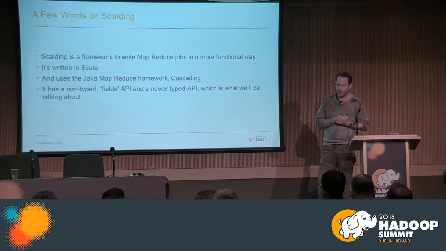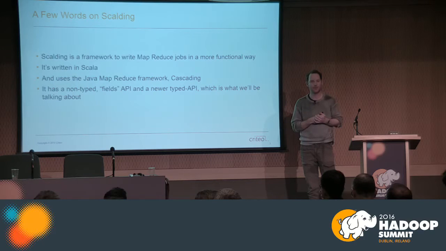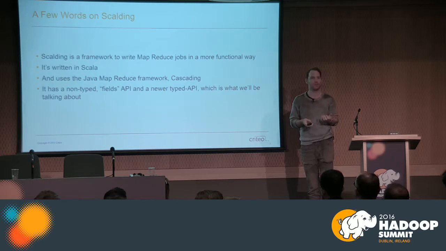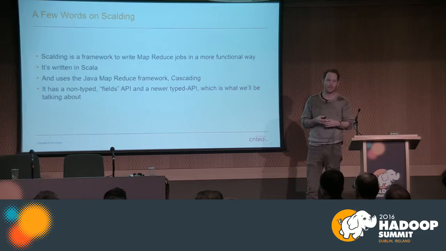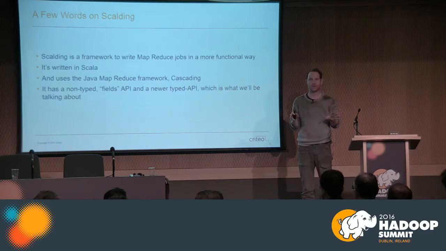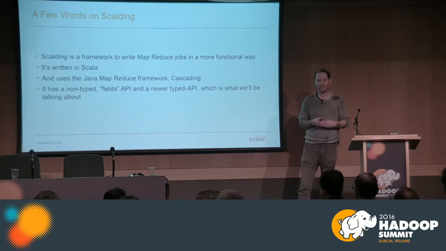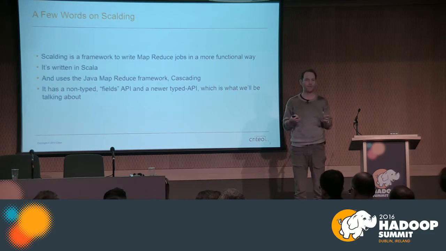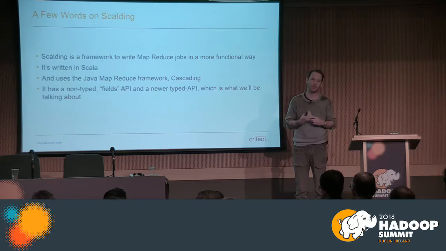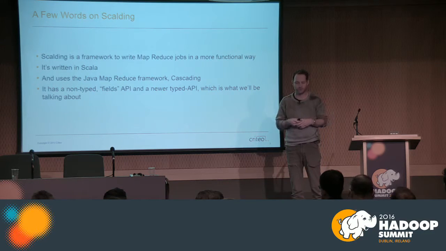So a few words on scalding. It's basically just a way to write MapReduce jobs in a functional way, using a sort of Scala collections API. It's written in Scala, but it actually ends up just being cascading underneath. Who knows what cascading is? For those who don't, cascading was an early attempt to abstract away a lot of the awful boilerplate and rote operations you would need to do MapReduce. So it's just a thing on top of pure MapReduce.